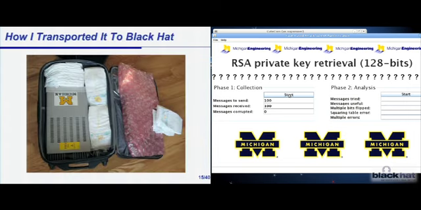This is how I brought all this equipment to the conference. I was so scared that it would break and I wouldn't have anything to show you. So I took the diapers of my baby and padded everything, every way I could. Yeah, and then left the baby home.